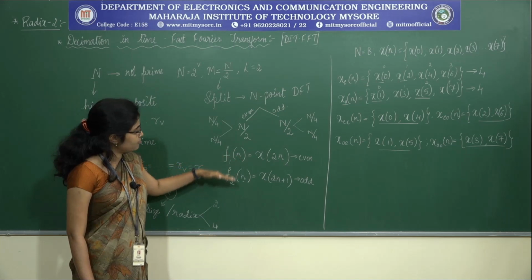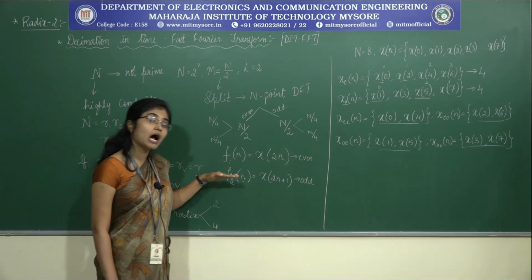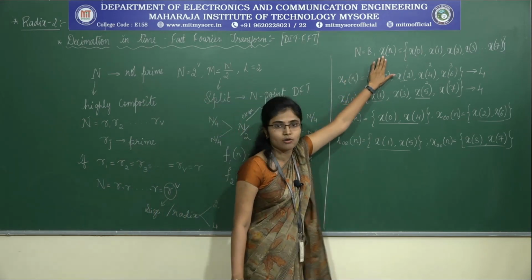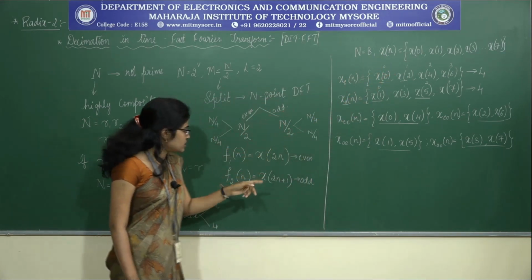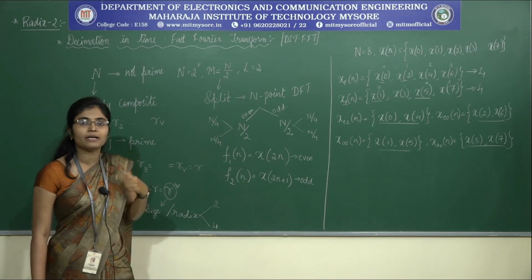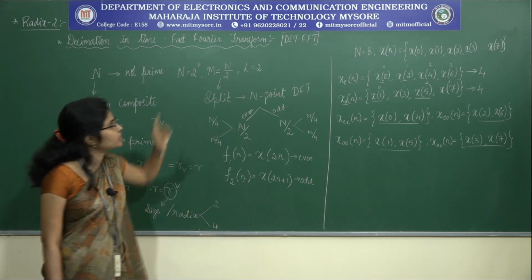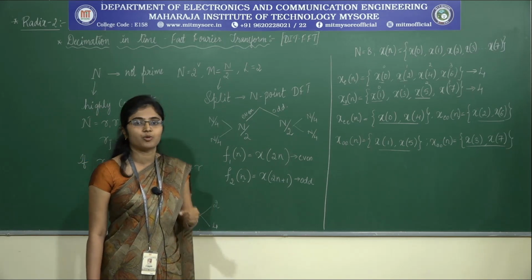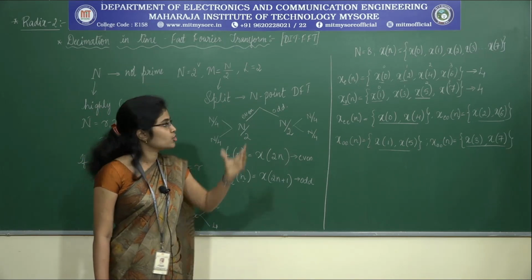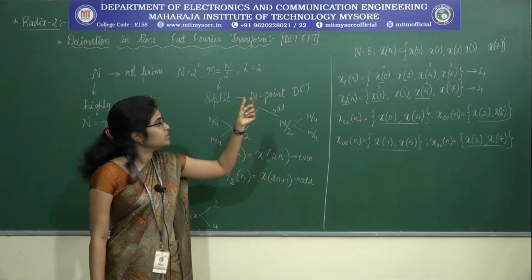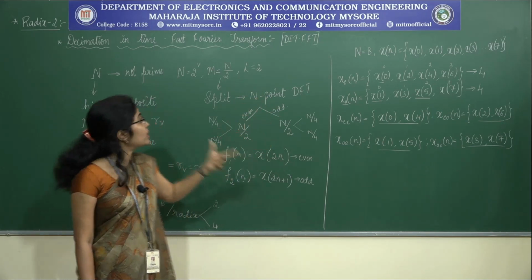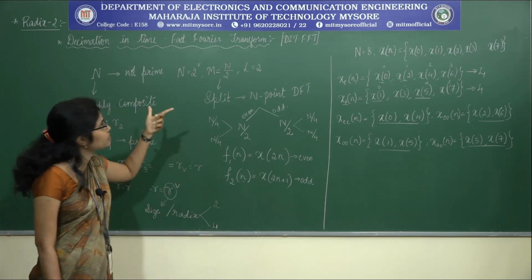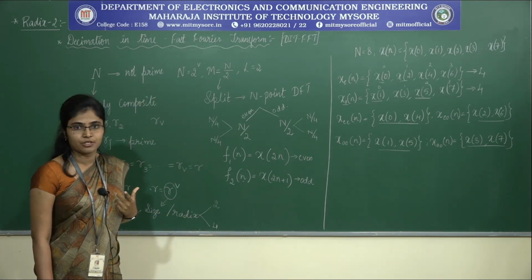So this f1 of n and f2 of n are obtained by decimating the sequence x of n by a factor of 2. Since we decimate x of n by a factor of 2, we call this particular fast Fourier transform algorithm as decimation in time domain fast Fourier transform. So you are decimating the discrete time sequence, you call it as decimation in time fast Fourier transform. This is why the name is given as DIT FFT algorithm.